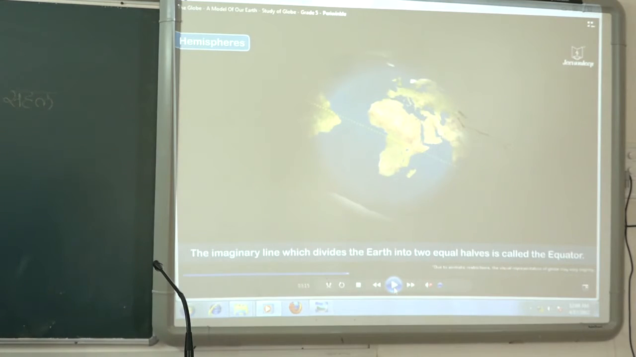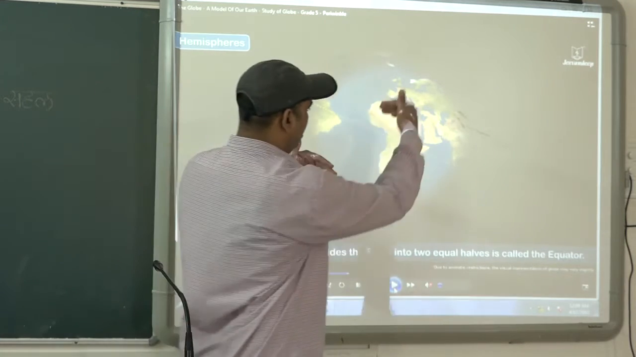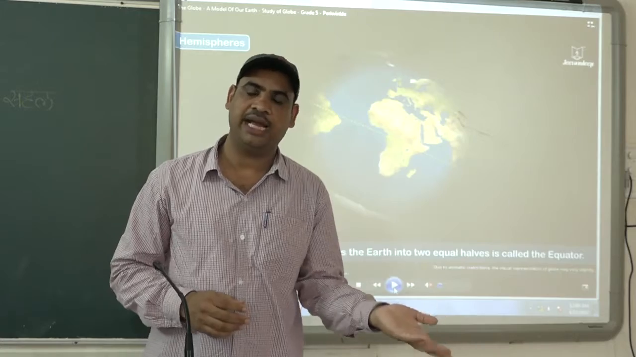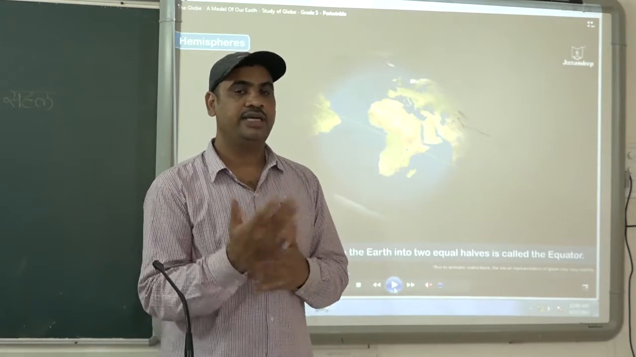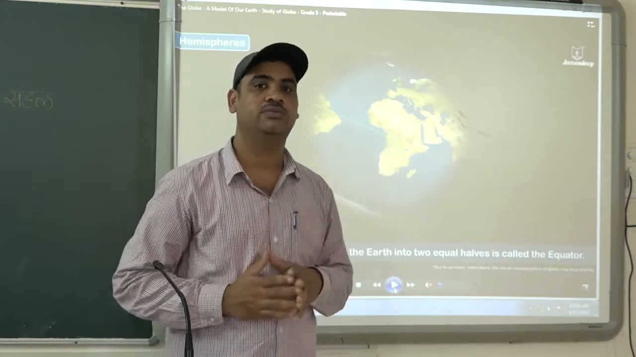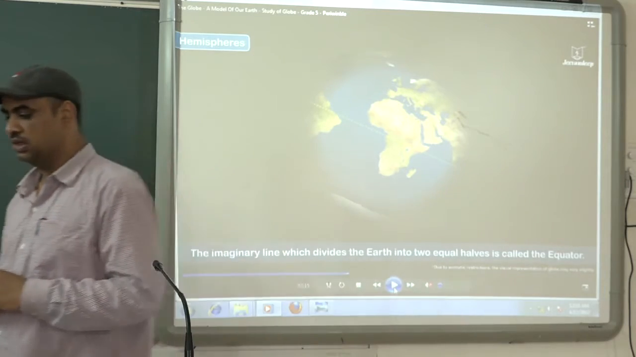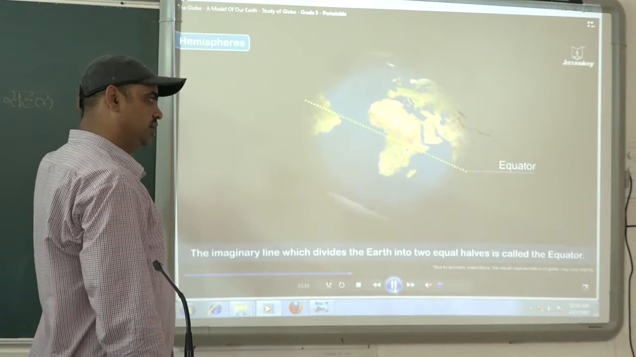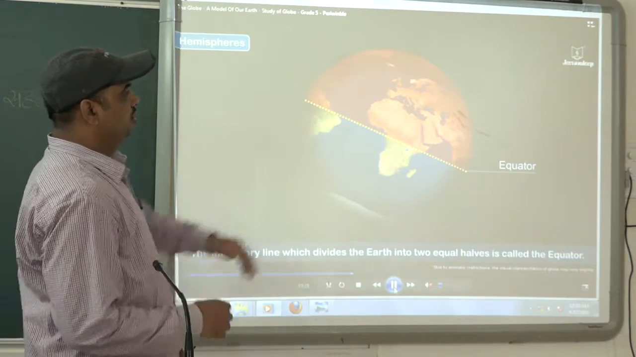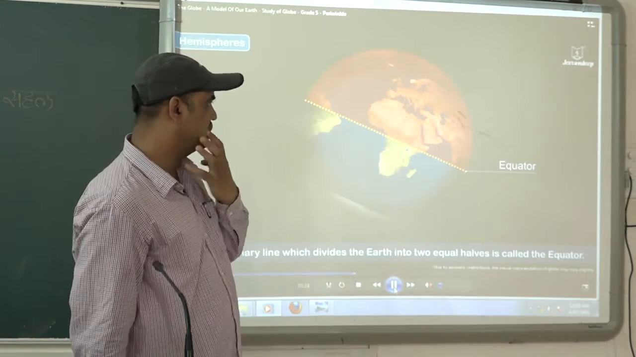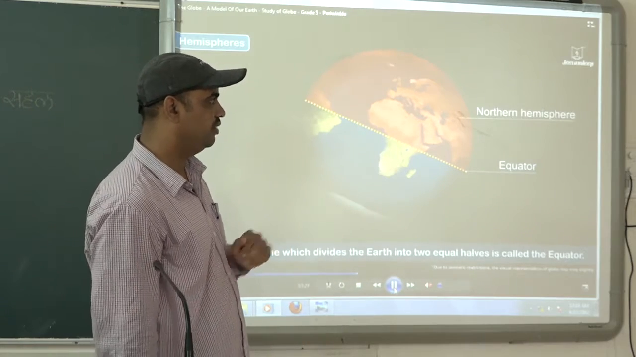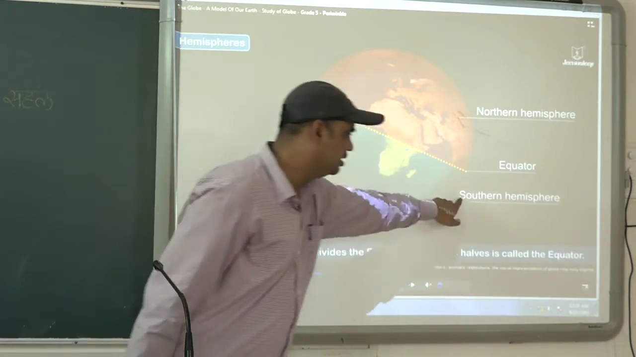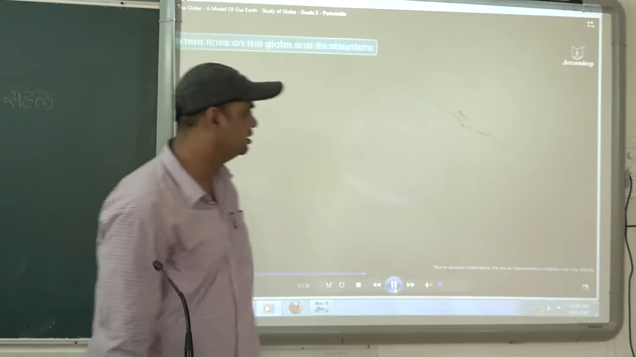So the equator is dividing the Earth or the globe into two parts: southern hemisphere and northern hemisphere. Northern is to the north of the globe or the Earth, and southern is to the south of Earth. This is the imaginary equator. This highlighted part is the northern hemisphere. This part from down is the southern hemisphere.